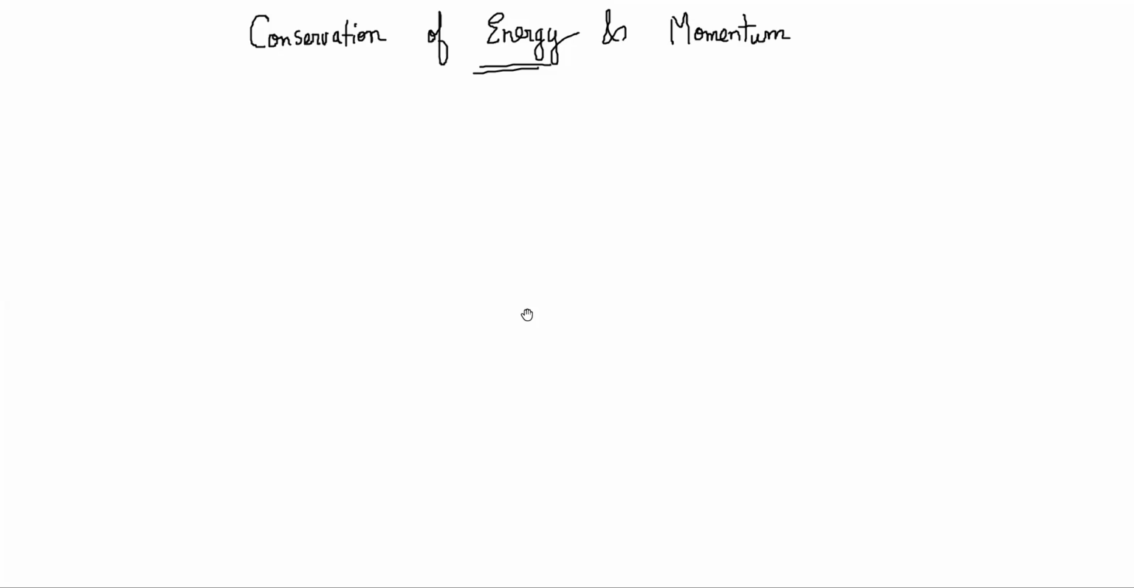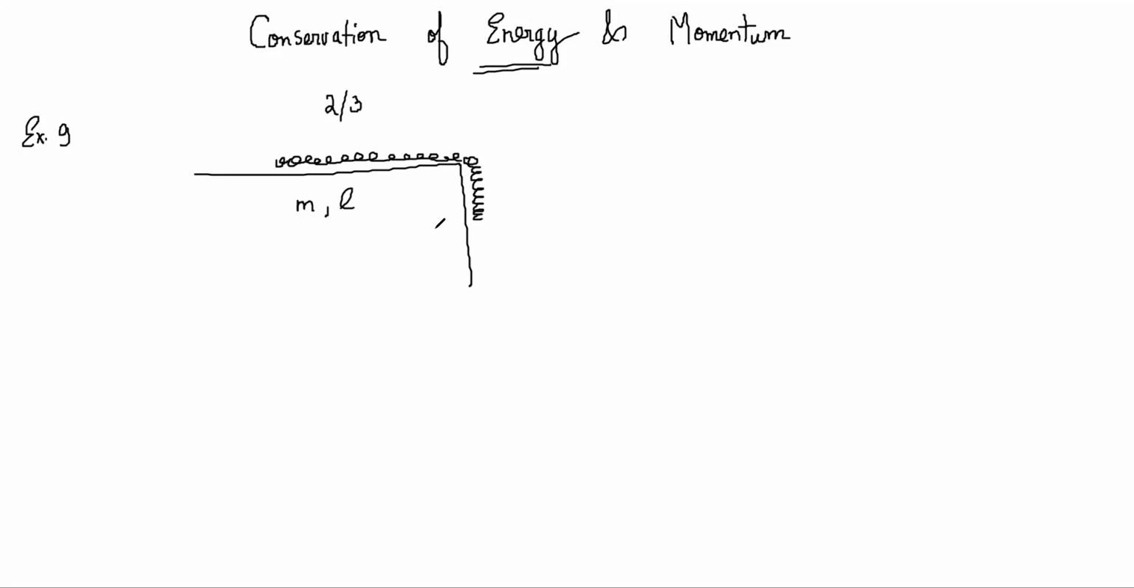So there's a uniform chain of length L, mass M, that overhangs a smooth table with two-thirds lying on the table. Find the kinetic energy of the chain as it completely slips off the table. There is a table, there is a smooth chain. Two-thirds of it is on the table, the mass is M, length L for the whole chain, right?